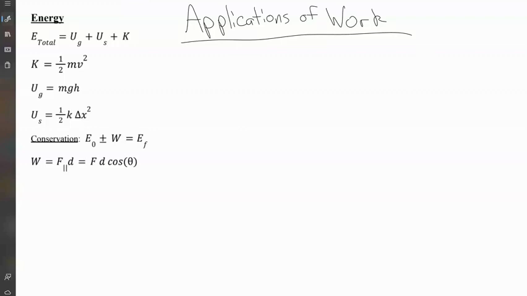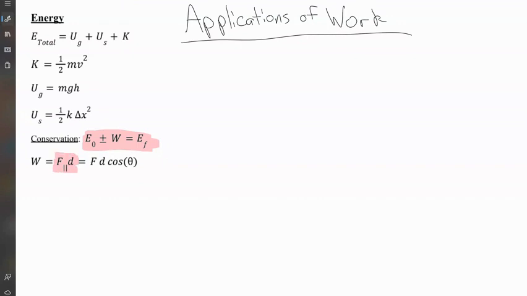All right, everyone, here's our applications of work video. So, we have already talked about work, right? Work has kind of two definitions. The first and primary definition is the change in energy. The second definition, and this is how we can draw forces into energy, is we can change something's energy by applying a force to it across a displacement.